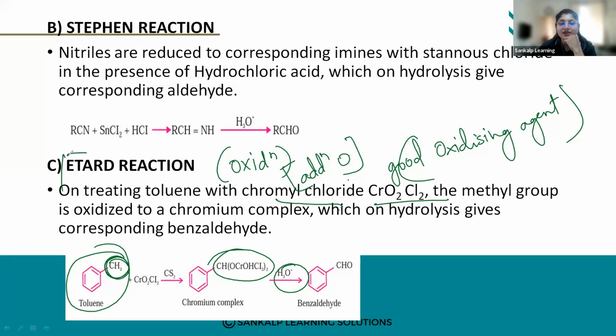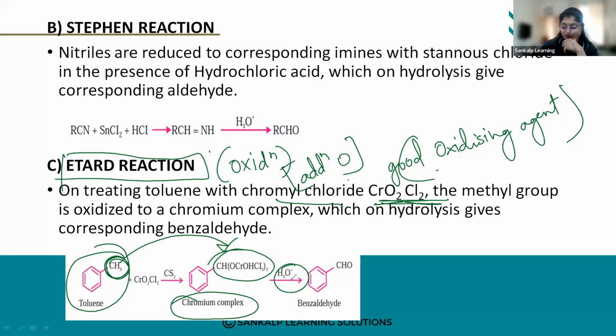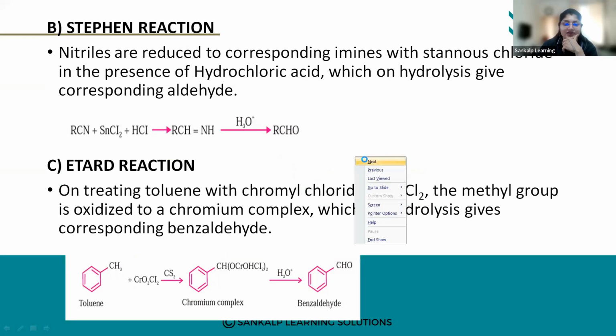So Etard reaction, remember, is an oxidation reaction wherein the reagent is chromyl chloride. We oxidize the toluene CH3 group into an intermediate chromium complex, which on further hydrolysis gives benzaldehyde. So this is Etard reaction, a very important reaction.